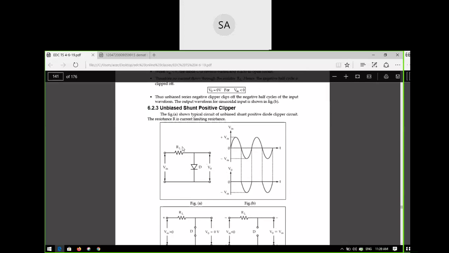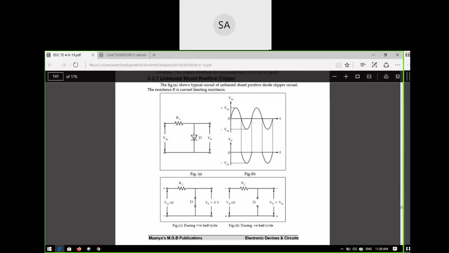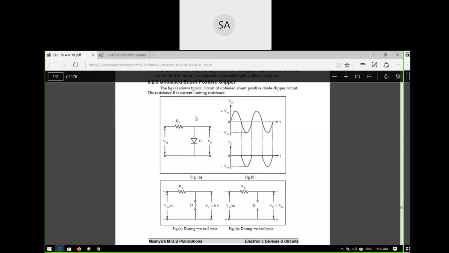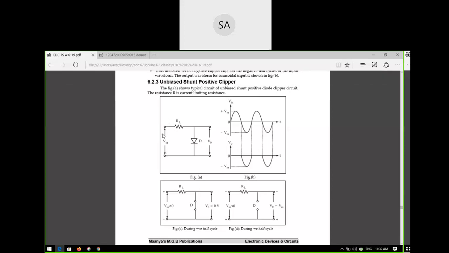So there are two cases again. What are they? Case one and case two. What is case one? During the positive half cycle of the input. What is the positive half cycle if you connect it here? Positive half cycle means Vin is positive. So Vin is positive means here it is positive, this is negative. Correct or not? This portion is positive, this portion is negative.